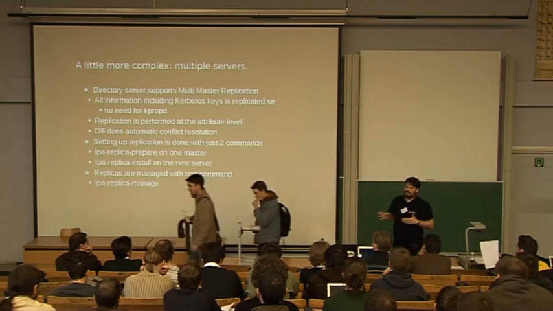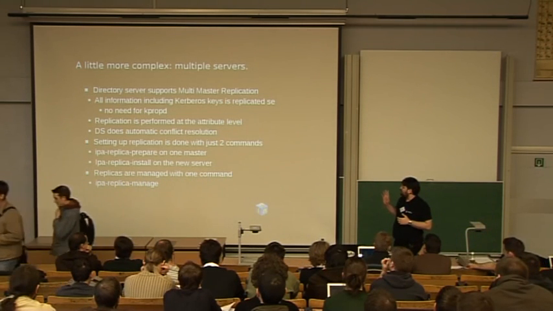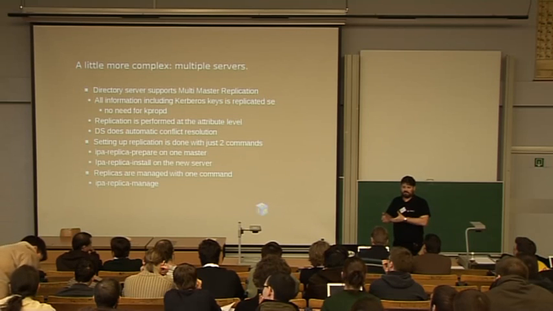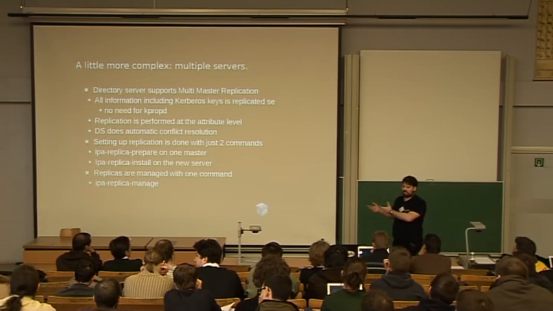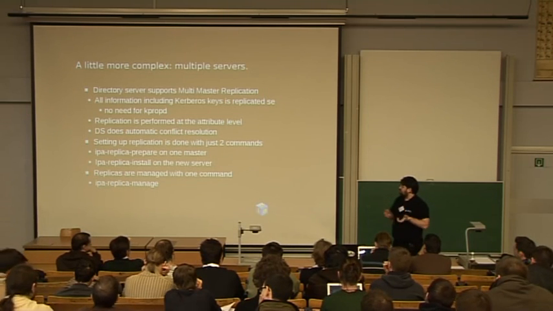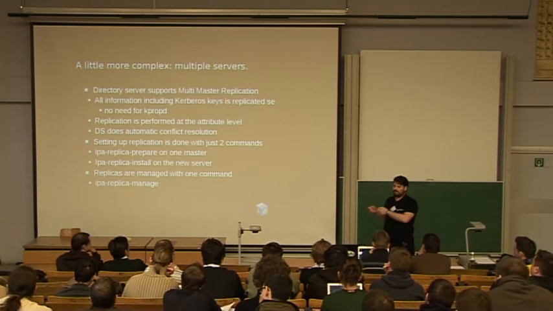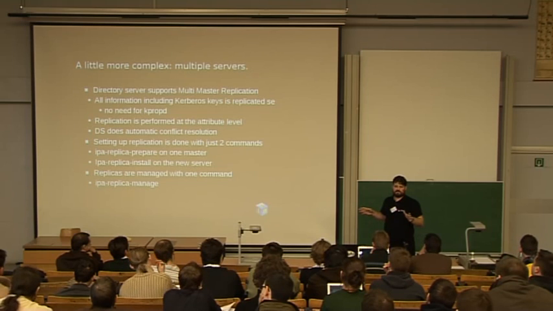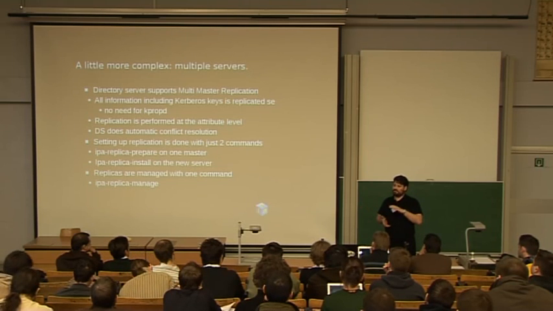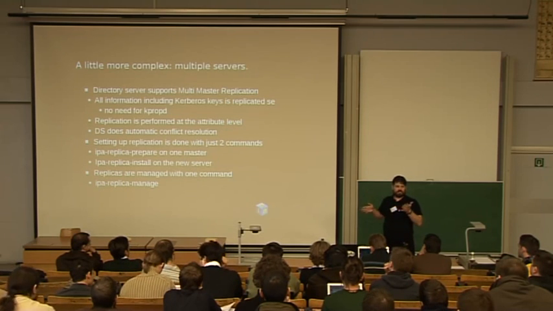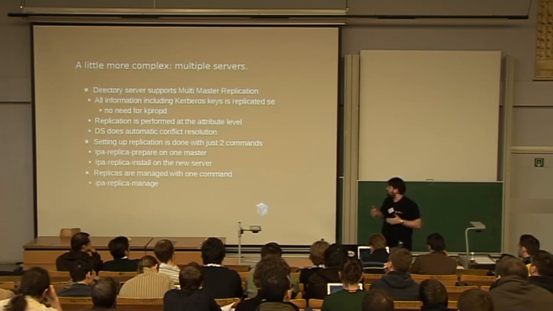Again, setting up a replica is quite easy. ipa-replica-prepare, run on the master, generates a file that is encrypted, so you can safely transport it over the network. You just get this file on a new server, you run ipa-replica-install, and it will take all the information in that file, generate a new server, install all the components, and it's up and running. And from that point on, you have two servers that are replicating all the information.